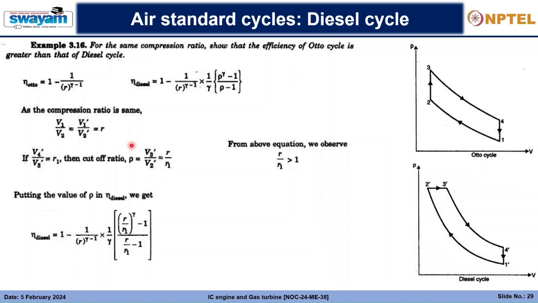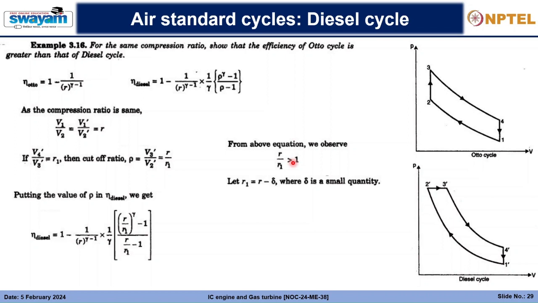So R by R1. R is basically V1 by V2, and R1 is V4 dash by V3 dash. So V4 dash by V3 dash, what is it? Yes, V3 dash is a little bit greater than V2 dash. So obviously the ratio between V4 dash and V3 dash is lesser, that is R1 is lesser than R. So eventually R by R1 is greater than 1.